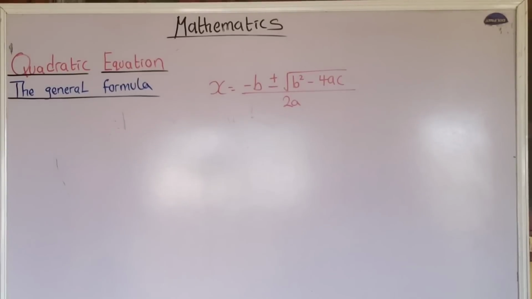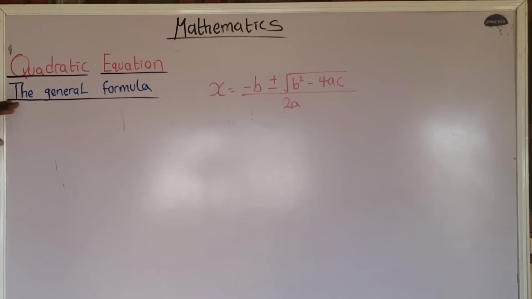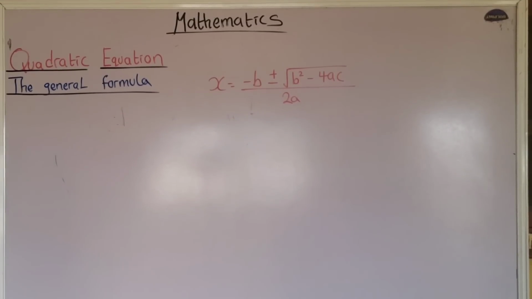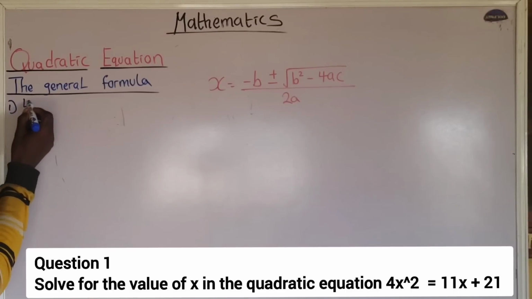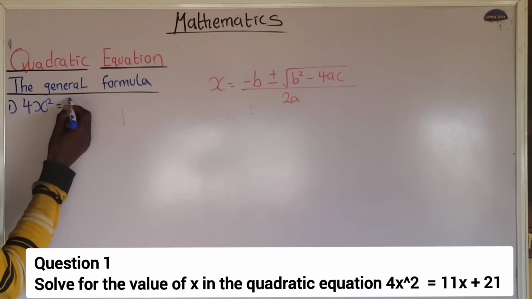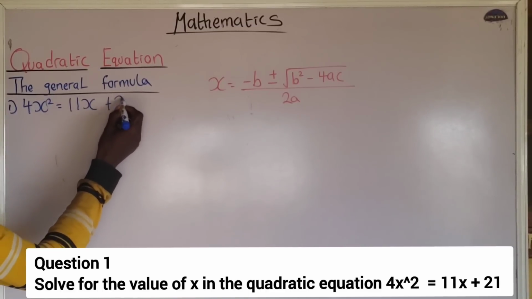In this class we are going to learn how to solve quadratic equations using the general formula. Don't forget, the general formula is also known as the quadratic formula. So let's start with the first question. We are asked to solve for the value of x in the quadratic equation 4x squared equals 11x plus 21.